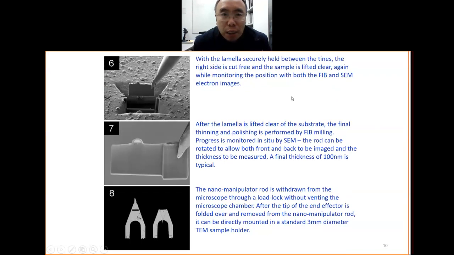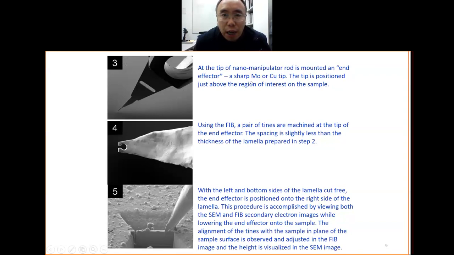So afterwards, you have something called an end effector. It's called an end effector. This is a metal piece. So you put this end effector near the ion beam. Then you use the ion beam to cut a shape like this. Then you try to clip this shape onto this slice. How to do this? This is very complicated.